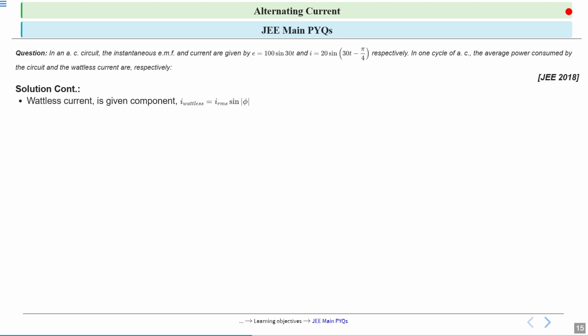So what is the wattless current? It is the current due to which no power is dissipated across the circuit. In the case of purely inductive, capacitive or LC circuit, current is considered as wattless current because it has a phase difference of pi by 2 with the voltage, and average power in the case of inductive, capacitive or LC circuit is 0, due to which current in those combinations is called wattless current. So wattless current is represented by IRMS sin phi.